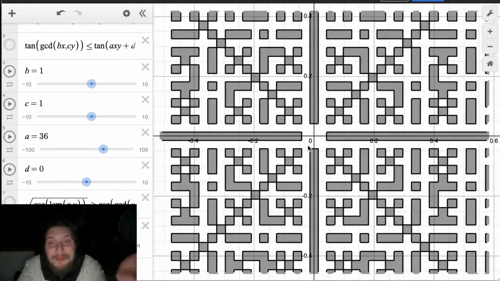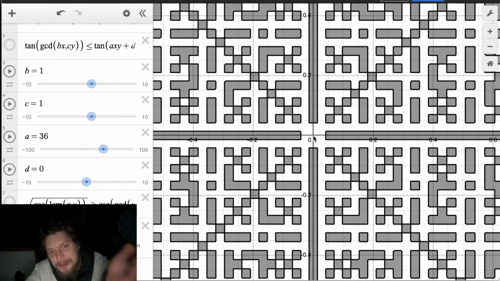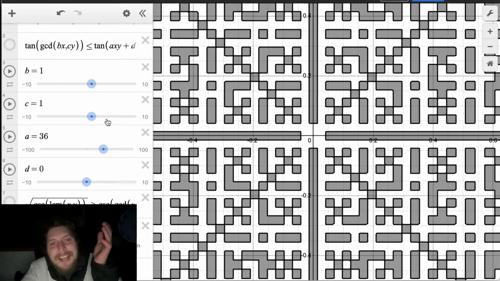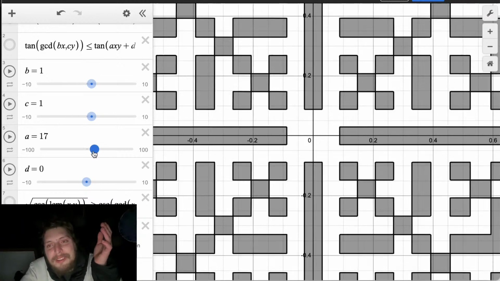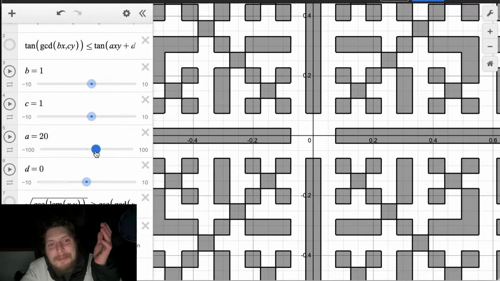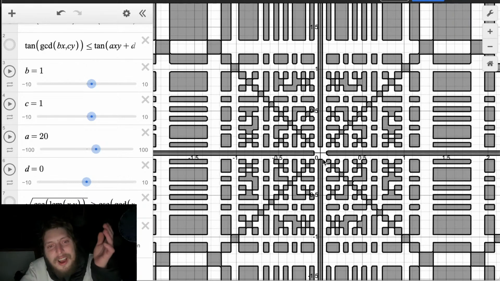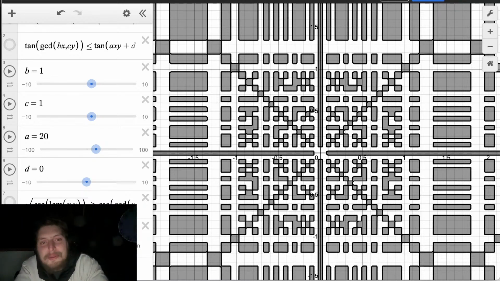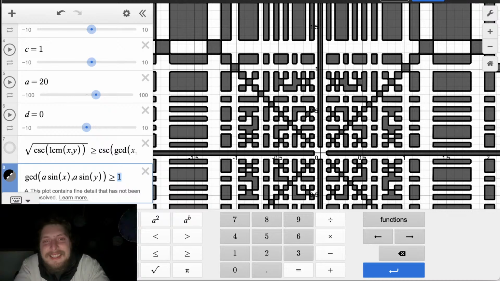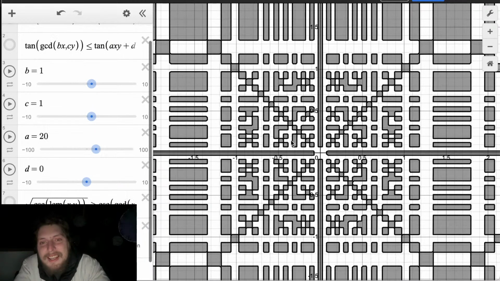And it's so simple. This is, according to Desmos, when the equation, let's pick a simple number for it, like this particular one is when the greatest common denominator of 20 sine x and 20 sine y is greater than or equal to 1. So now let's make this slider equal to b instead of 1. That'll be our first edit.